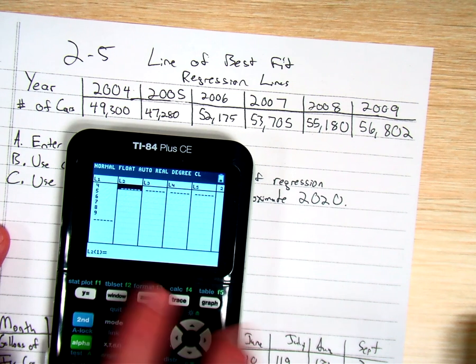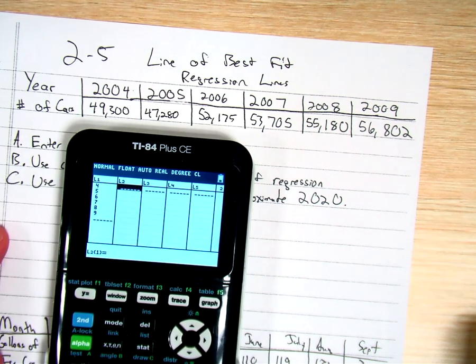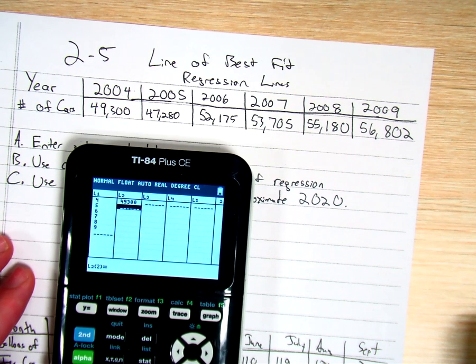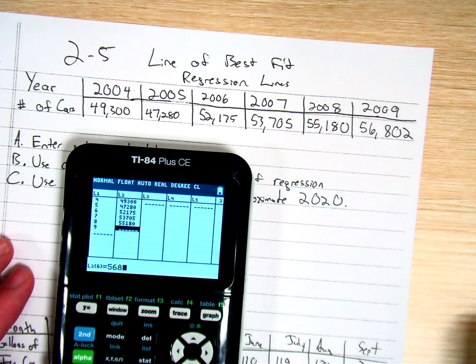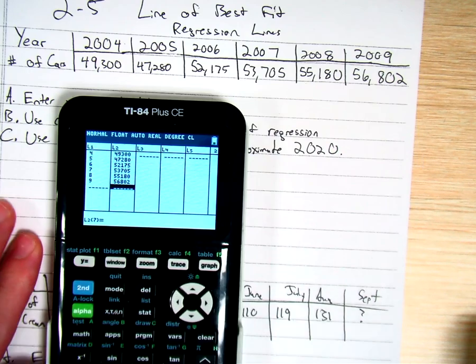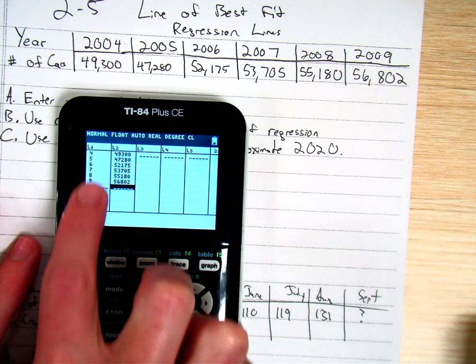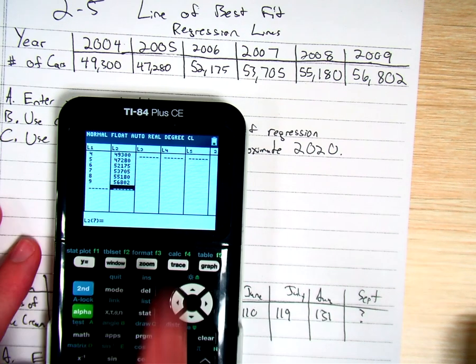And over here in L2, I'm going to type in the number of cars we sold. So 49,300, 47,280, 52,175, 53,705, 55,180, 56,802. If you're looking at that, you want those all to match up. We don't want to have any extras. We need both lists to be the exact same size.